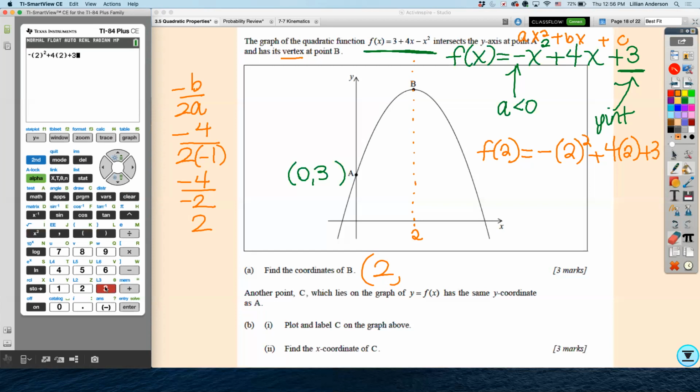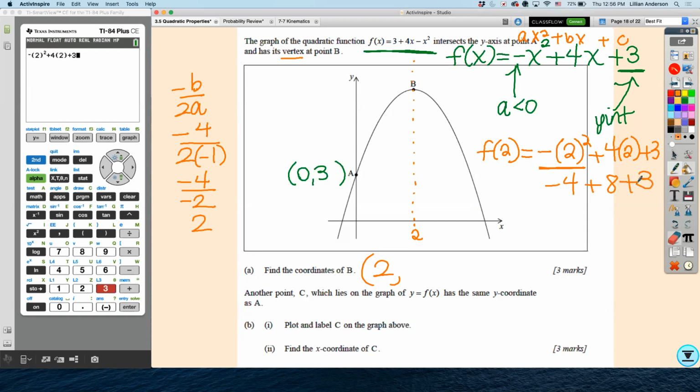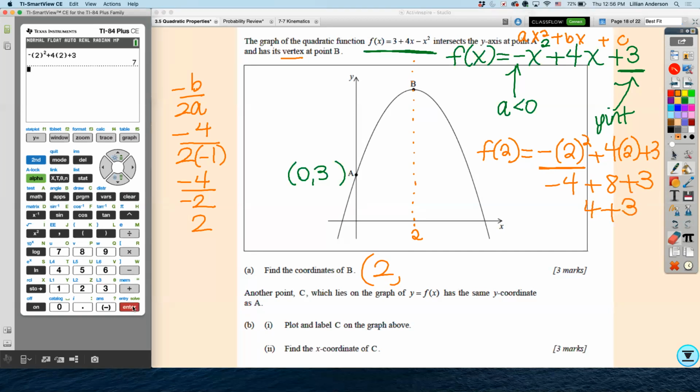Before I click enter, I want to ask you, if you were to do this by hand, what do you do first? Do I apply the negative or do I do the square first? The square. I do the square. So it's a 2 squared, which is 4. So it turns into a -4. What's 4 times 2? Plus 3. So that's going to be a +4 plus 3. So my answer should be 7, and that's exactly how the calculator gets 7.